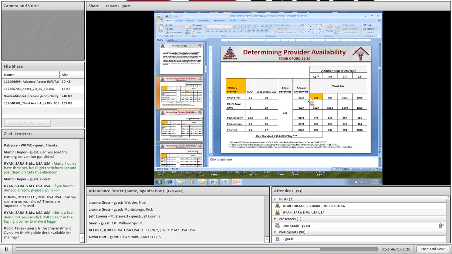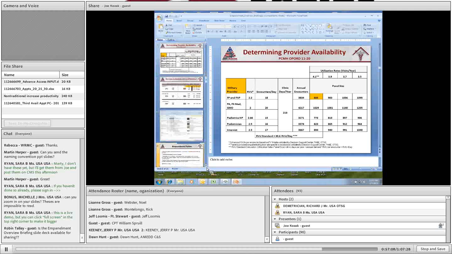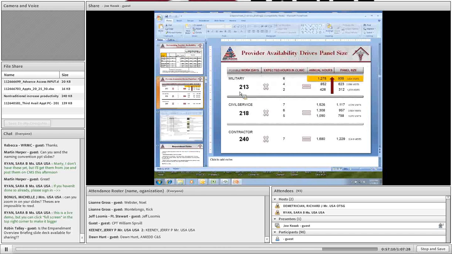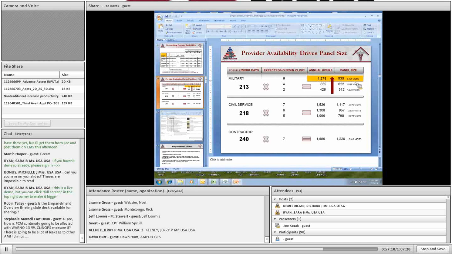Once you figure out what your empanelment is and how many days you're in clinic, you can figure out how many annual encounters you need. Then you break that down by the days you're in clinic, and it tells you how many encounters you need a day to meet the utilization rate your population needs. So it's not a very complex equation. The other way you can do it is you figure out how many days they're in clinic, how many hours they're in clinic, how many patients they see an hour, and you can come up with how many visits they're supposed to do at that point too. There's a couple different ways you can look at that.